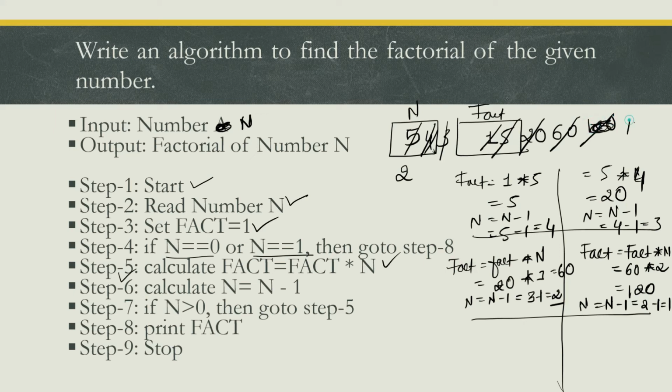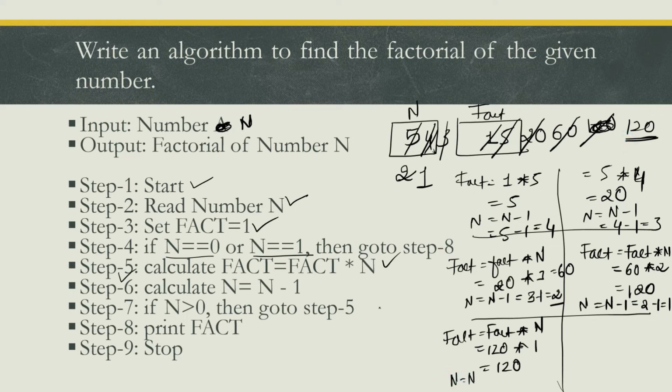Sorry, it would be definitely 120. It is 1. N is greater than 0. Yes, n is greater than 0. Again, we have to execute this step number 5. Fact is equal to fact into n. What is the value of fact? 120. What is the value of n? 1. 120. The value of fact is still 120.